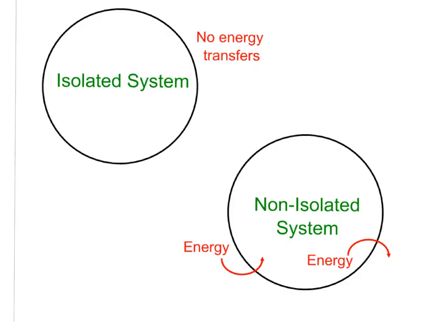It's important to keep in mind we have two different kinds of systems. We can have what we just described where energy can enter the system or exit the system. That's called a non-isolated system. We can also have an isolated system where no energy transfers take place at all. That would not obviously be the case with our fire, but we can have a system where the barriers around the system are such that no energy transfers can take place. That's called an isolated system.